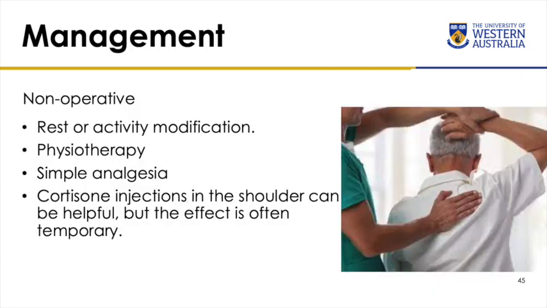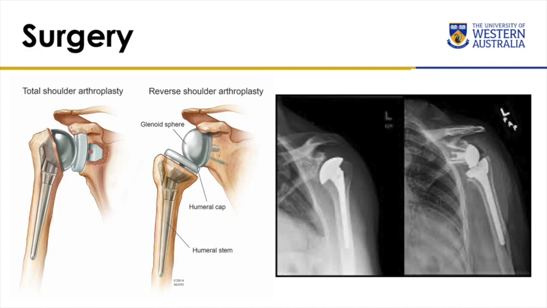Management first involves non-operative modalities such as physio, simple analgesics. Cortisone injections may be helpful, but the effect is often temporary. Rest and activity modification should be considered. Surgery is usually the best option for active patients, and the operation is a total shoulder arthroplasty.